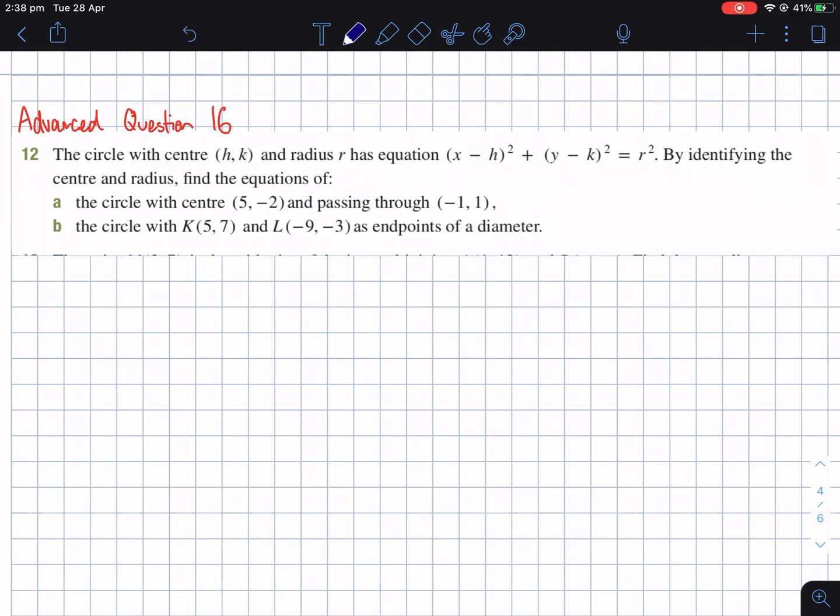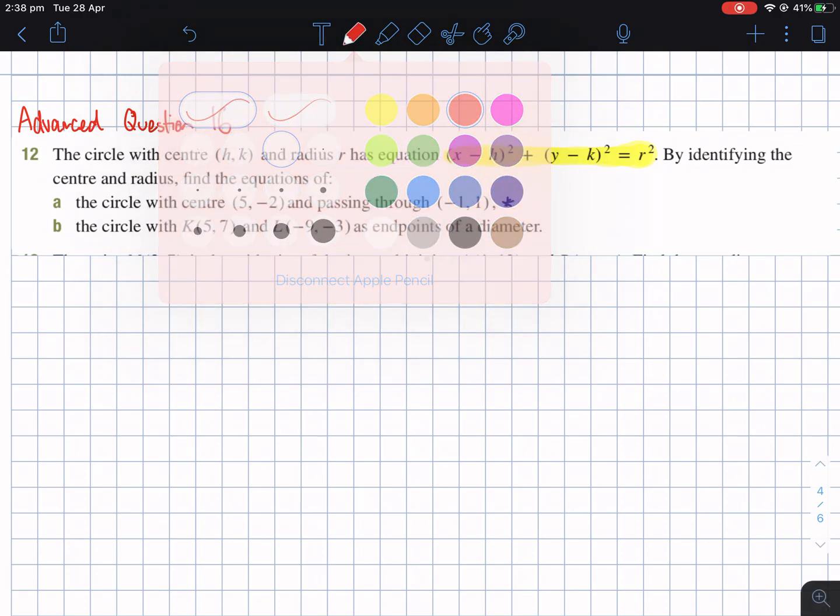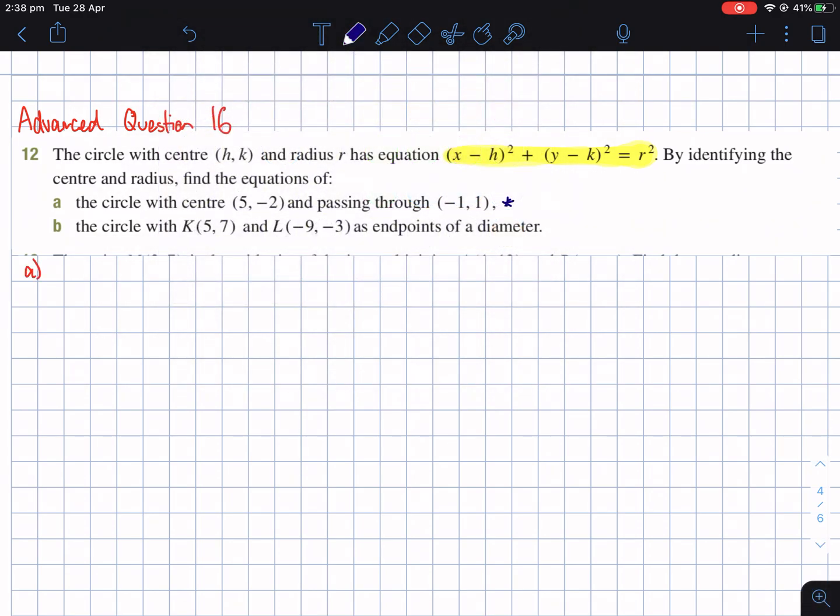Okay, sorry. We know we have a circle with this equation. That's because it's the equation of a circle. We've done this many times. And this time we want to know the equation of this one. So for A, the center is 5, negative 2, which means h equals 5, k equals negative 2, but we don't know the radius.